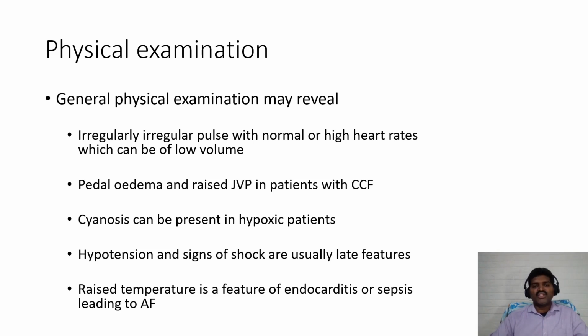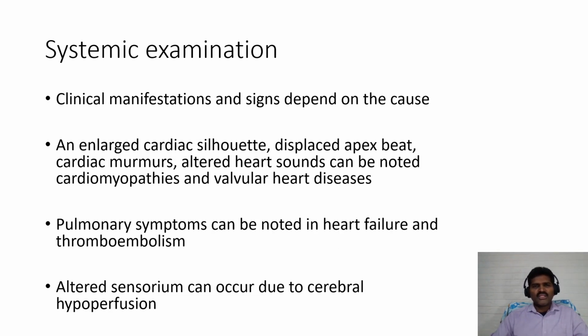Coming to systemic examination, you need to examine the cardiovascular system first. Clinical manifestations and signs depend on the cause of the atrial fibrillation. You can see an enlarged cardiac silhouette when there is cardiomyopathy, displaced apex beat, and cardiac murmurs in case of valvular heart disease. Altered heart sounds can be noted in cardiomyopathies and valvular heart diseases. Pulmonary symptoms can be noted in heart failure and thromboembolism. Altered sensorium can occur due to cerebral hypoperfusion.